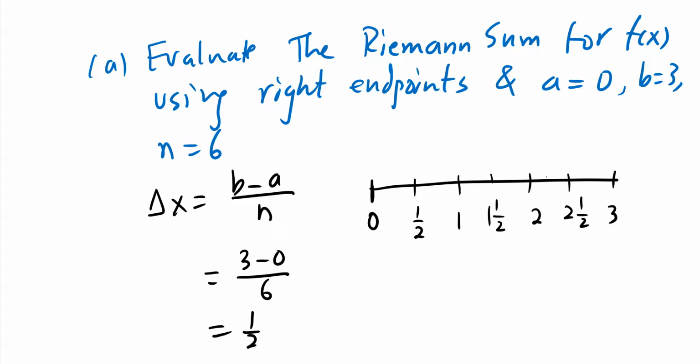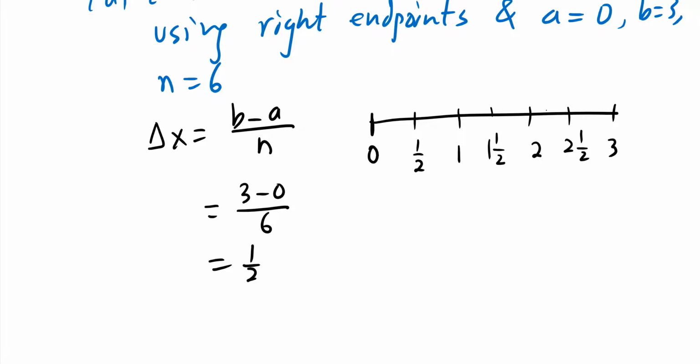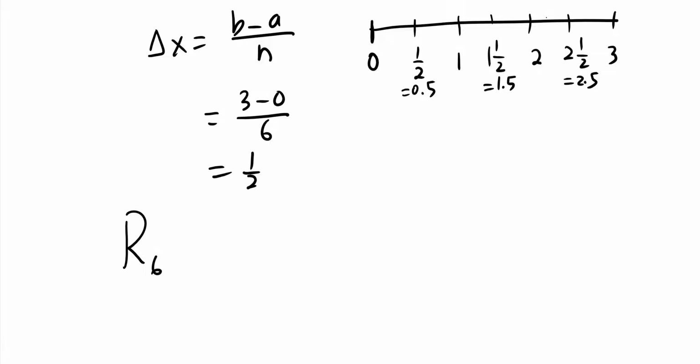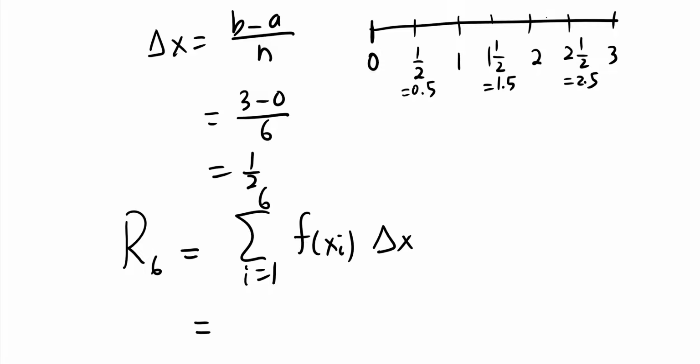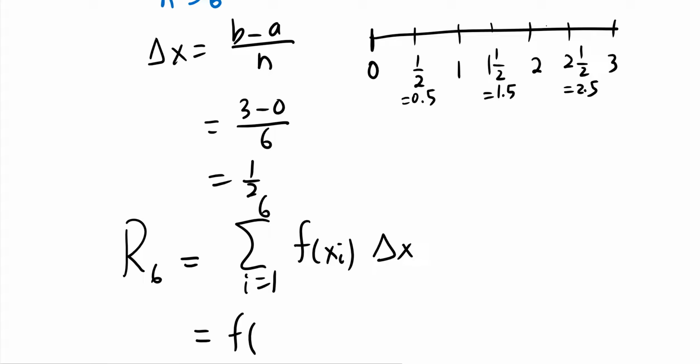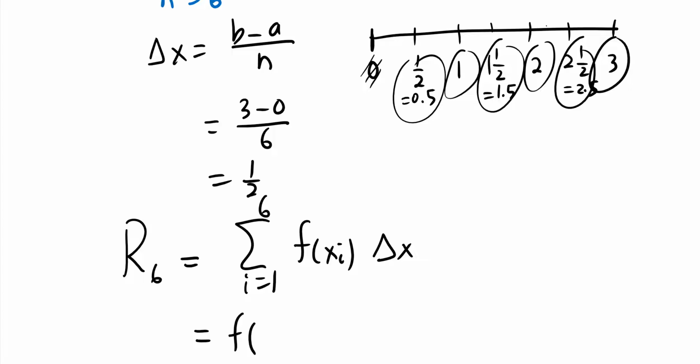So I got these points, and you can write these as decimals or fractions. You can write this as 0.5, 1.5, 2.5, or keep them like so. So the right endpoint, I'm going to use R sub 6, means I'm using right endpoints for 6 sub-intervals. And this is the sum of f of x_i delta x, i goes from 1 to 6. Since it's the right endpoint, we skip the first one. We don't touch the first one. I need 1, 2, 3, 4, 5, 6, 6 of them. I don't need the first one because it's the right side.